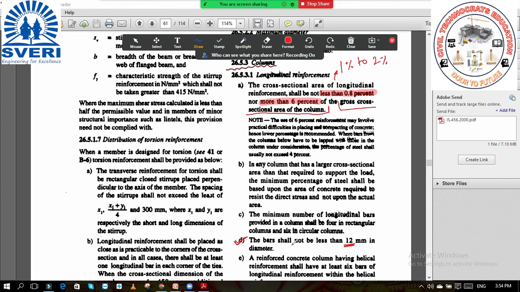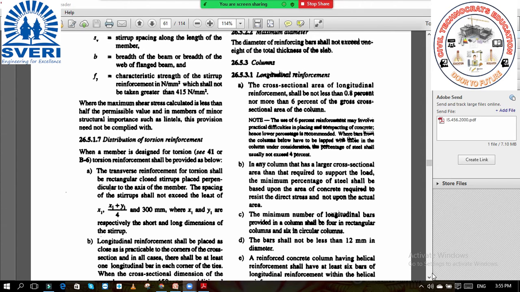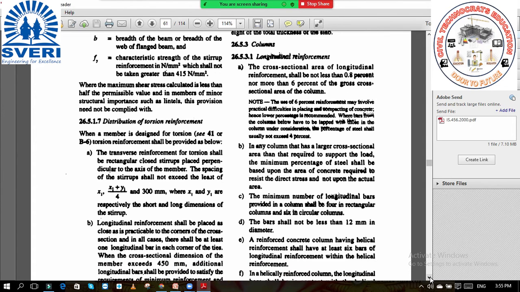Okay, the bar shall not be less than 12 mm in diameter in the column. So this can also be asked in an MCQ. Okay, what is the minimum diameter of the column bar? So it should be 12 mm. That is your answer, it should be 12 mm.